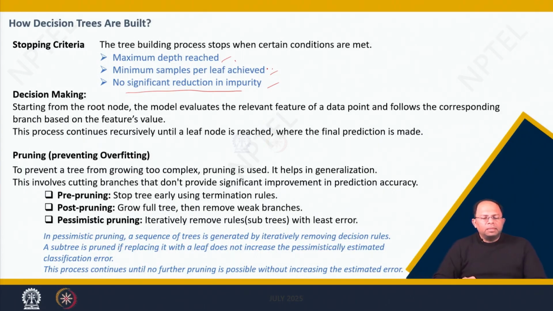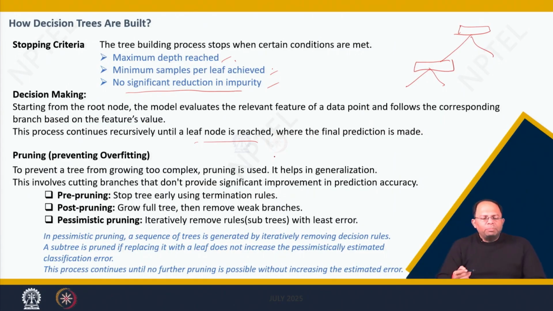Now what this entire process does is, starting from the root node, the model evaluates the relevant feature of a data point and follows the corresponding branch based on the feature's value. So we first start with the root node, then based on the split I come to the next point, then we keep on moving like that. And then this process continues recursively until a leaf node is reached. That means we cannot further divide the data, or rather we see that there is not too much uncertainty left.